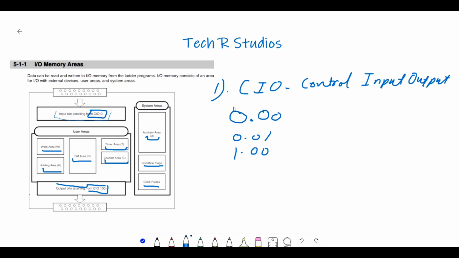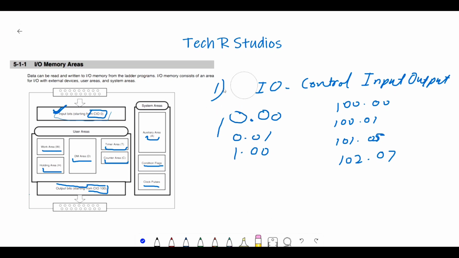In the CP1E series, from 0 we have inputs, like they have said here, input bits starting from CIO 0, and for outputs it is CIO 100. For 100 we write it like this: 100.00 or 100.01 or 101.05 and 102.07, and so on. So this is the way we use the CIO, control input output memory area, in the Omron CP1E series PLC.